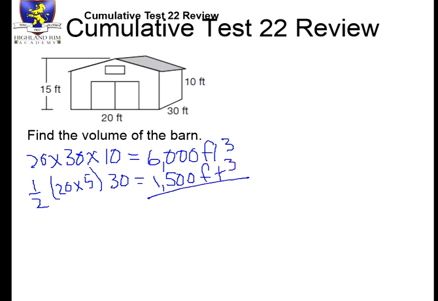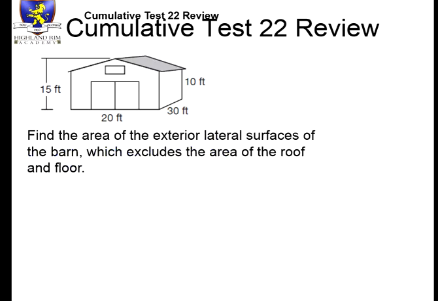So we take the two volumes, we add them together, and we end up with 7,500 cubic feet. And that's how we do this problem. We'll come back to this because we'll need this in two problems. But let's look at this one.